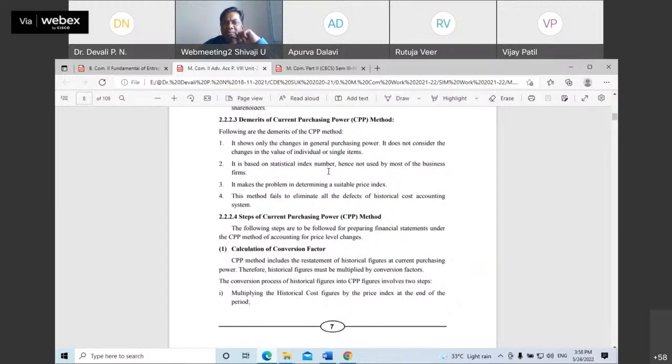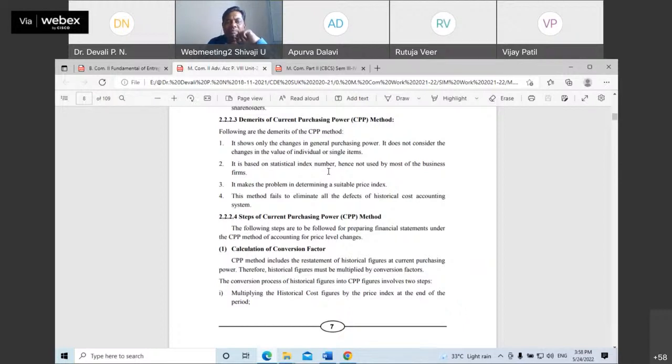The second thing is that it is based on a statistical index number, and that is why it cannot be used by most business firms. A number of organizations and companies do not easily use this method because of the requirement of the statistical index.